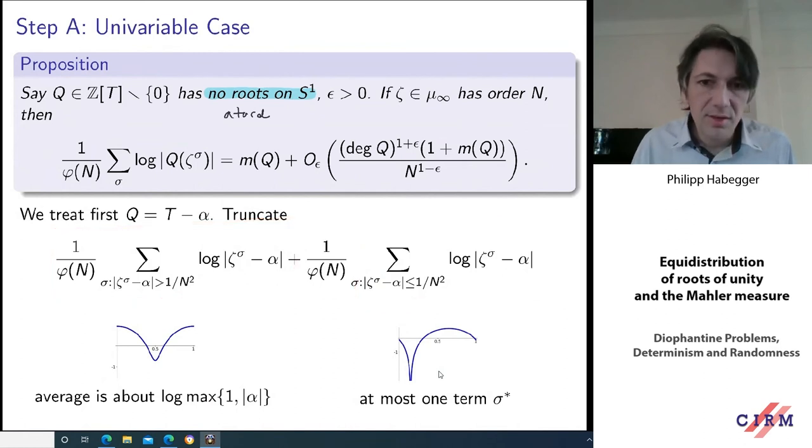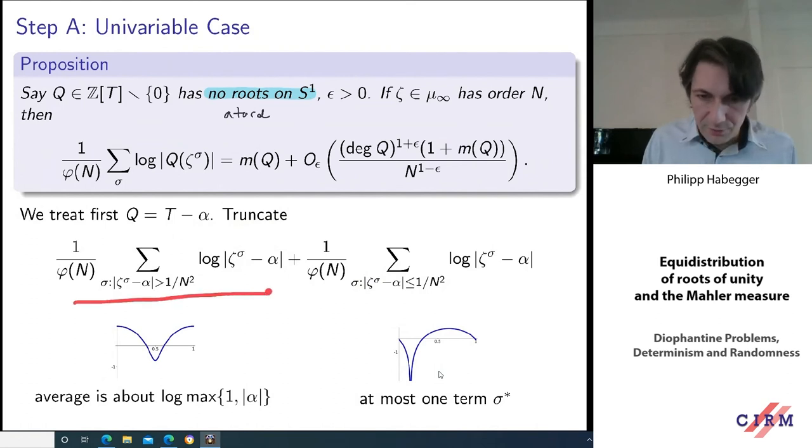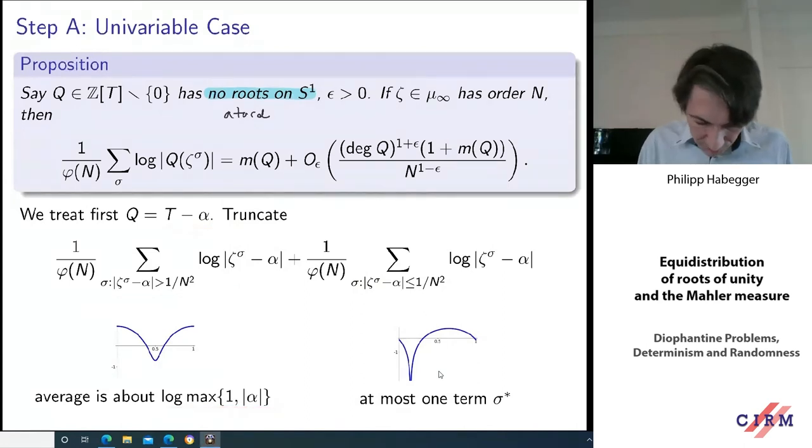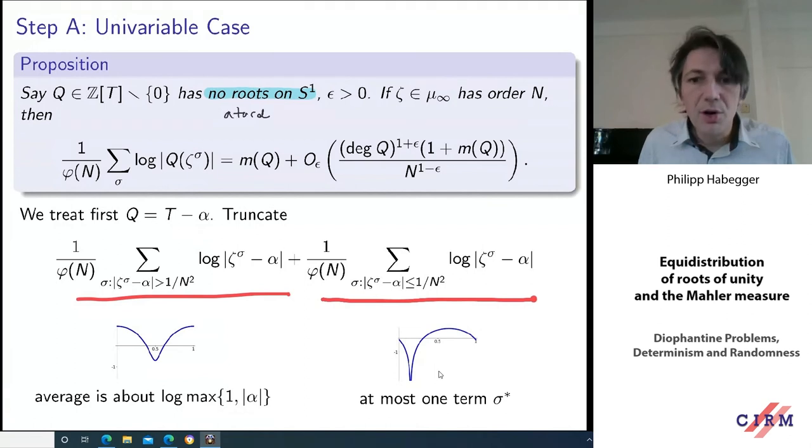Using just the standard equidistribution techniques, this part of the sum converges rather nicely to what you would expect, namely the Mahler measure of this univariate polynomial, which is the log of max of 1 and the absolute value of alpha. So this sub part of the sum is harmless. What we need to deal with is this part here.